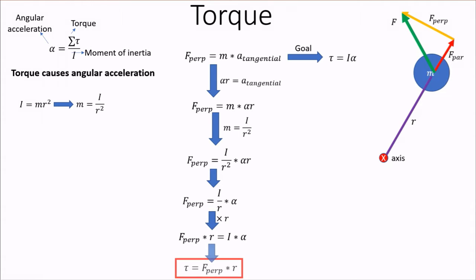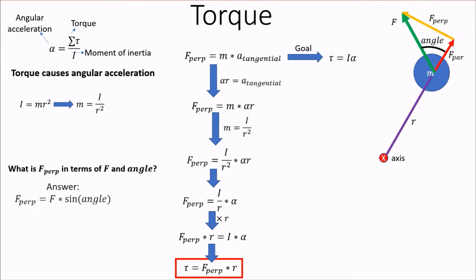Therefore we can say the torque equals the perpendicular force times the length of r. Now if we know what the angle is between r and the force, then we can find what this perpendicular force is in terms of the force magnitude and the angle. It's a straightforward trigonometry exercise. Go ahead, give it a shot. Alright, the answer is that F perp equals the force times the sine of the angle. Therefore, we can write the torque as this formula.